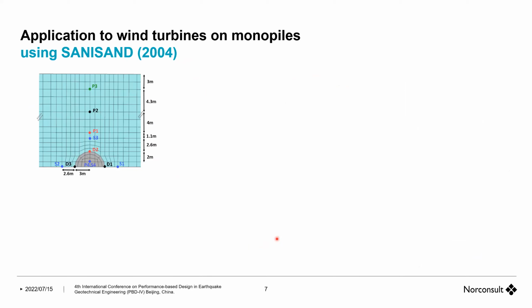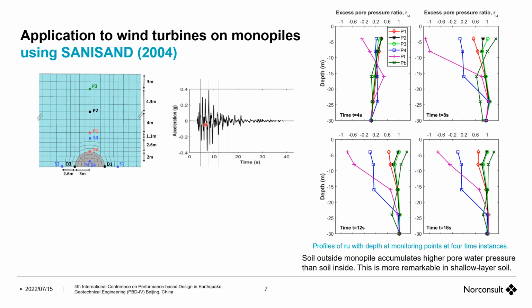I'm going to show you some of the typical results from that study. This is the shaking, with 4 time steps used: 4, 8, 12, and 16 seconds. These are excess pore pressure ratios with depth, inside and just outside of the monopile, at different points. What matters is one point, P4, which is inside, and basically any other point outside.